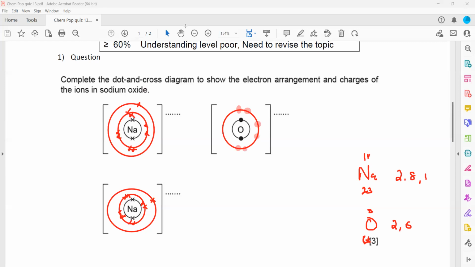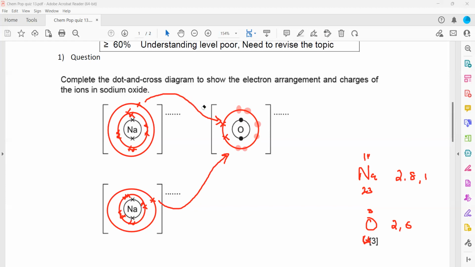Now what will happen? When an ionic bond is formed, the metal tends to lose electrons, so sodium will lose its valence shell electron. A metal will always lose its last shell electron, and the non-metal will gain electrons to complete the octet. So each sodium will lose 1 electron. There are 2 sodium atoms, so the oxygen gains 2 electrons.